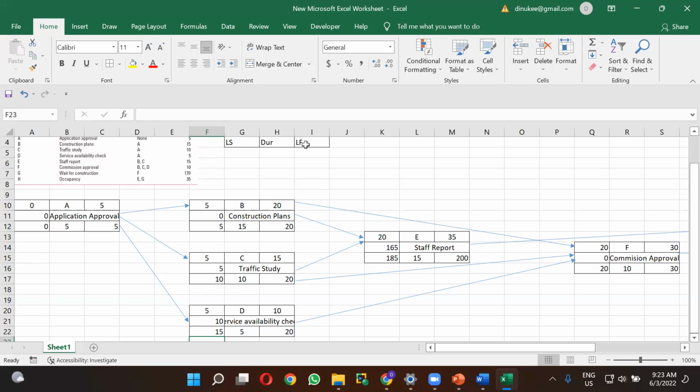So please identify all the paths and find the critical path.